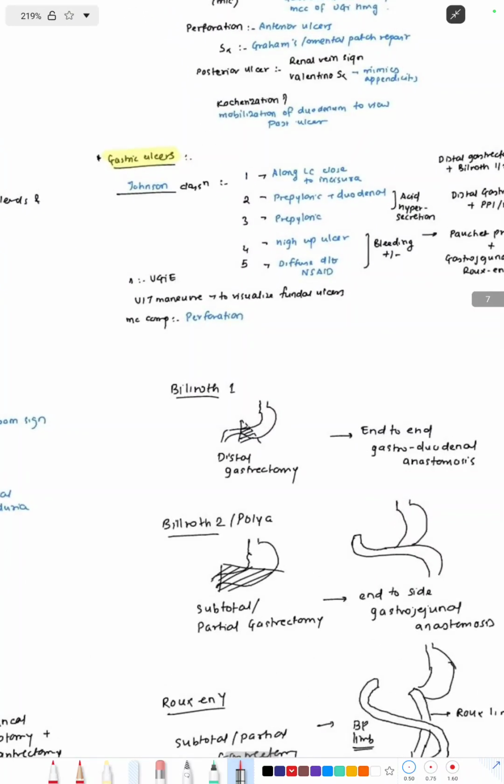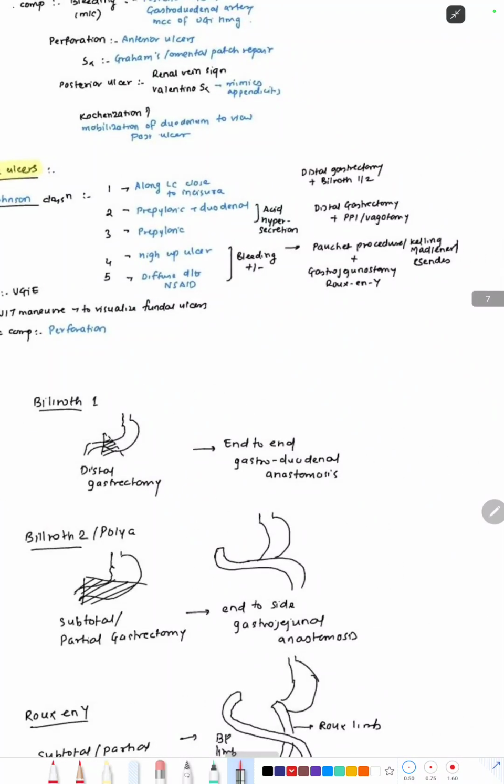In gastric ulcers, the classification is given by Johnson. So there is Johnson's classification. Class 1 lies along the lesser curvature, close to the incisura. Class 2 is pre-pyloric plus duodenal. Class 3 is only pre-pyloric. Class 4 lies high up, and class 5 is diffuse because of NSAIDs. Now the management is important. In class 1, it is distal gastrectomy along with a Billroth 1 or Billroth 2 procedure.